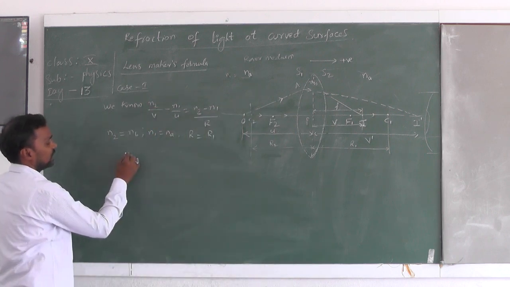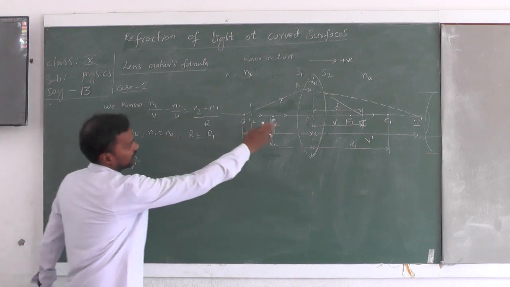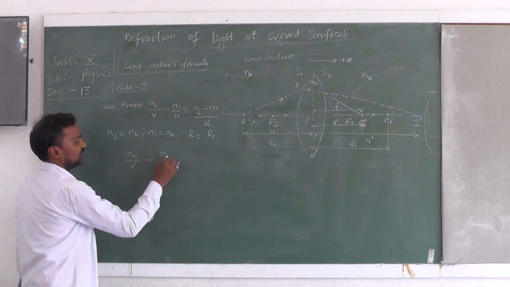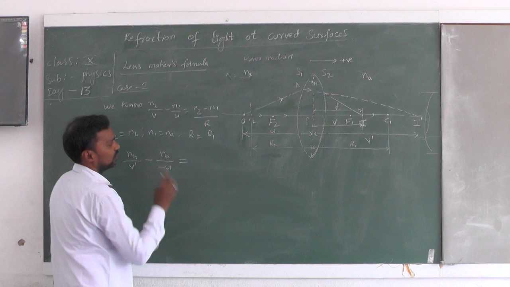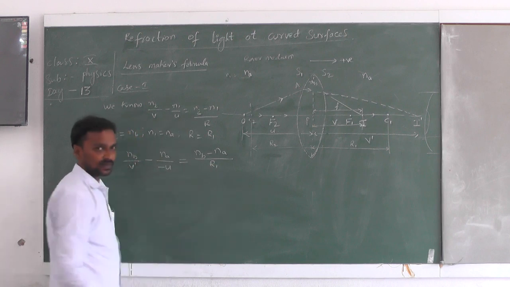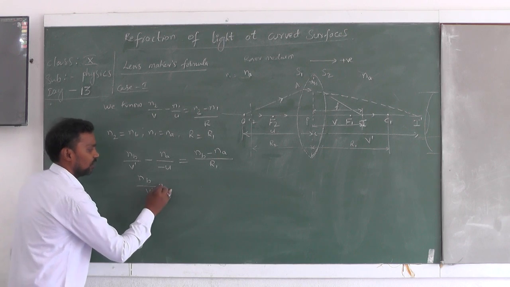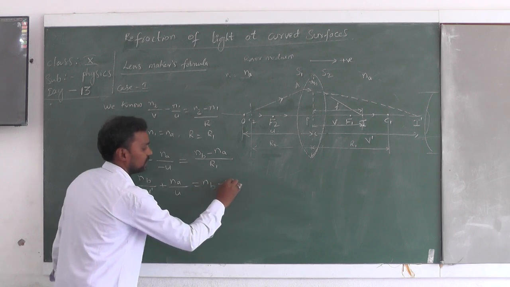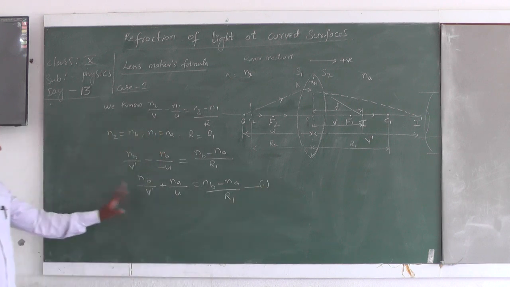This R1 is on this side, therefore I have taken plus R1. So if I substitute here, NB by V dash, that is NB by image distance V dash, minus NA by minus U is equal to NB minus NA by R1. Here minus of minus becomes plus, so NB by V dash plus NA by U is equal to NB minus NA by R1. This is equation 1. This is case 1 and the first equation we got.